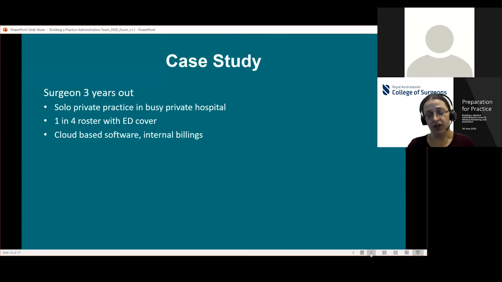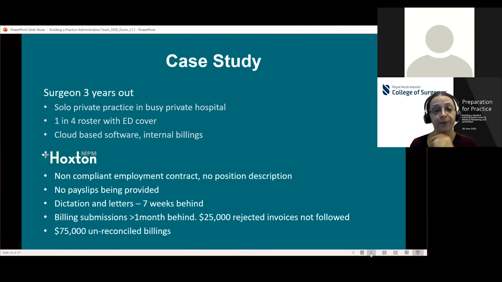So I just wanted to finish up with a case study, which is a case study from a particular surgeon that we helped. I mentioned earlier that we help people to set up private practice. We also go into existing practices that have had some problems and have not been very successful on their own and help them get back on track. So in this case, the surgeon had been running their practice for 3 years. They were a solo private practice practitioner in a private hospital, did a 1 in 4 roster with ED cover. They had cloud-based software, and their staff did all their billings for them.